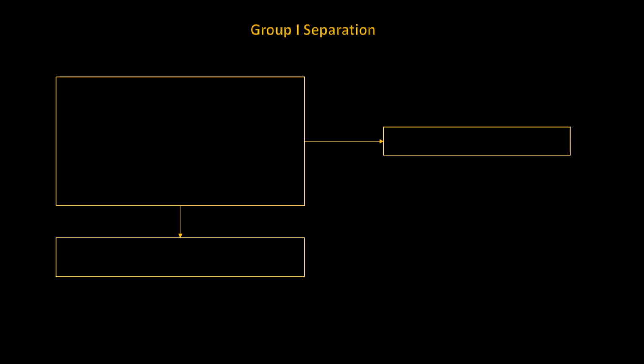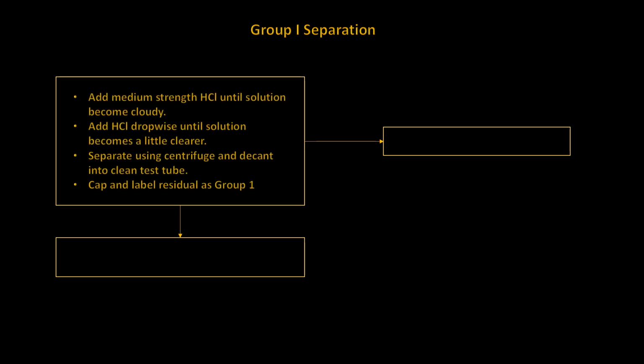separation of the groups. To your dried sample of 0.2 grams that was placed in a clean dry test tube, add a few drops of 6 molar hydrochloric acid until the solution is cloudy. Stir the mixture, then add, dropwise, hydrochloric acid until the solution becomes a little clearer. Centrifuge and decant the solution into a clean test tube.